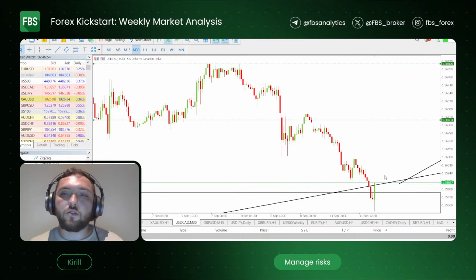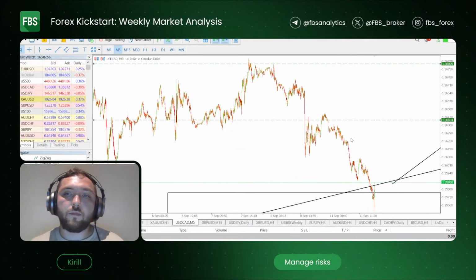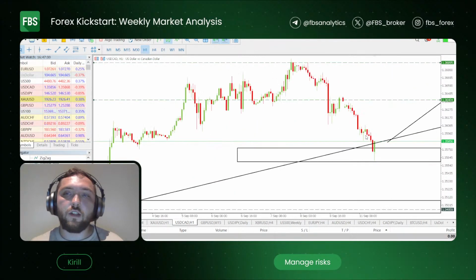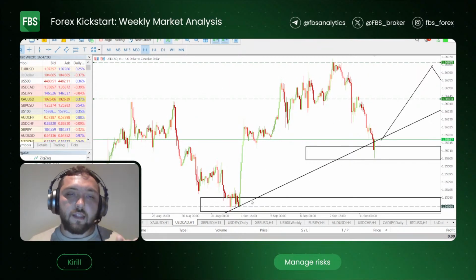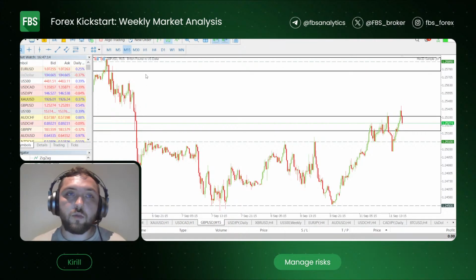And as I said, a strong bounce, a strong impulse inside this rising channel. So I'm pretty bullish on USD CAD at this particular moment. So if you're watching this stream right now, maybe you should be looking for some buy trades in this currency pair.